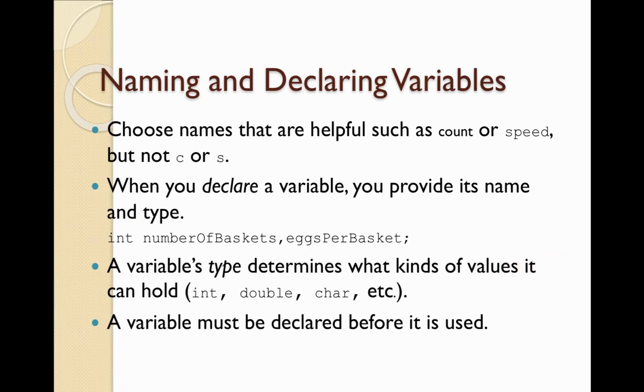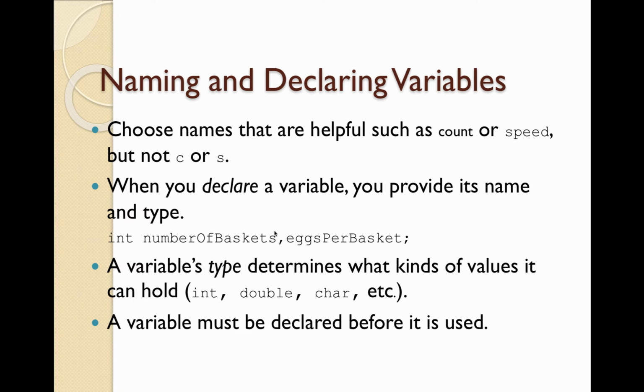Naming your variables is important. Choosing names that are helpful, such as count or speed, is better than naming a variable the letter C or the letter S. If I had a program and I had a variable called number of baskets, this would make my program really easy to read because I would know exactly what this variable is holding. It's obviously holding the number of baskets.